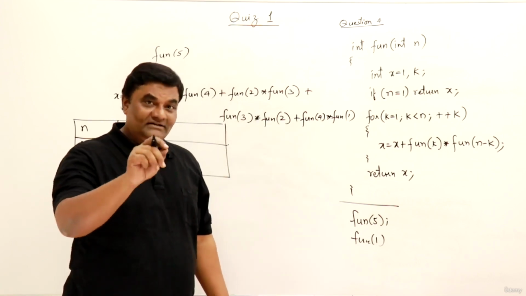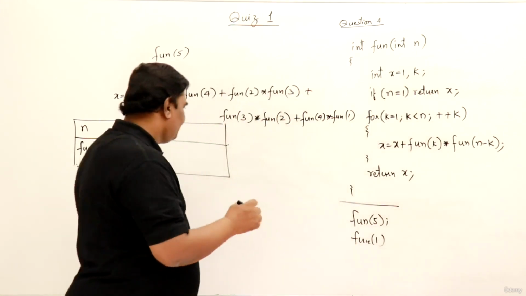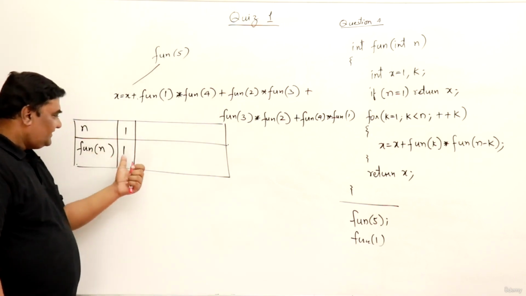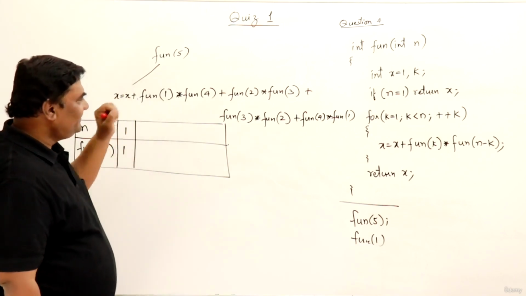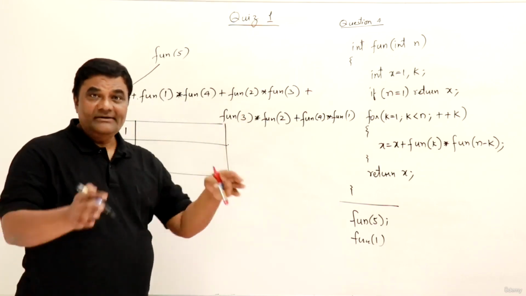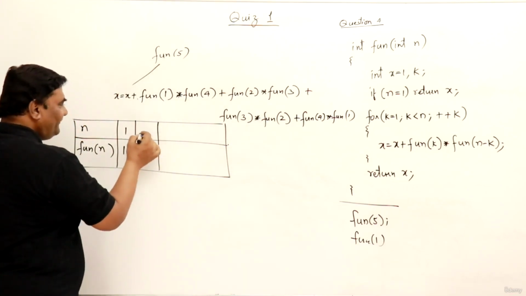So when n is 1, what is the result? Return x. What is x? 1. So the answer is 1. Now we know fun of 1 is 1, right? The next, fun of 2. We need this also, right? So I'm not making a tree, I'm making a table. So let us find fun of 2.